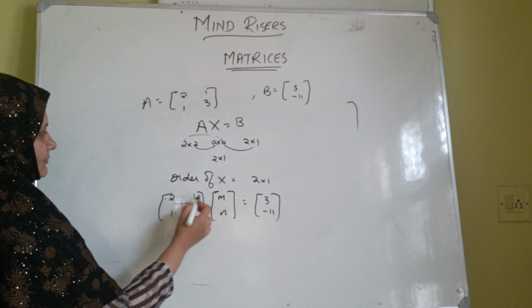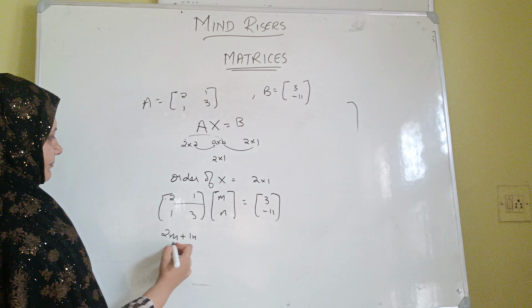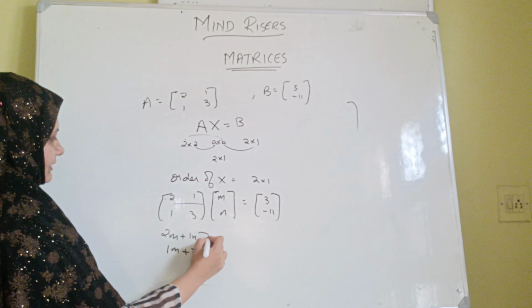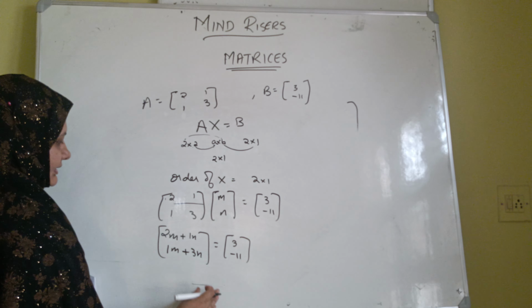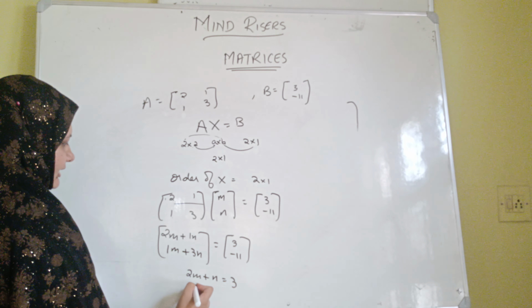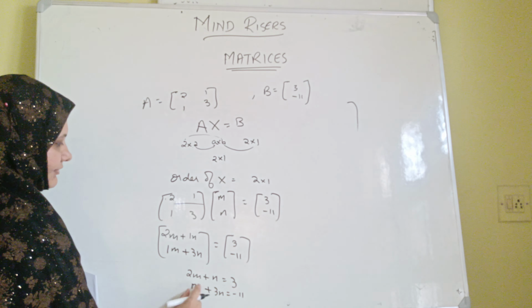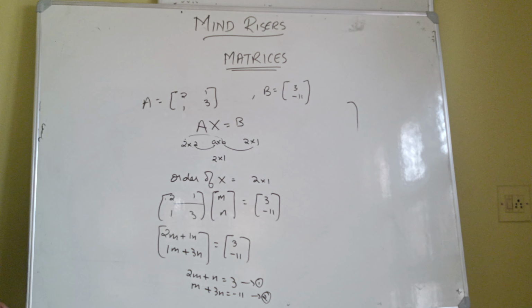Alright, now multiply them. So 2 into M is 2M plus 1 into N is 1N. Then 1 into M is 1M plus 3N. This has to be equal to 3N minus 11. So 2M plus N is equal to 3 and M plus 3N is equal to minus 11. We have 2 equations which we have to solve simultaneously.